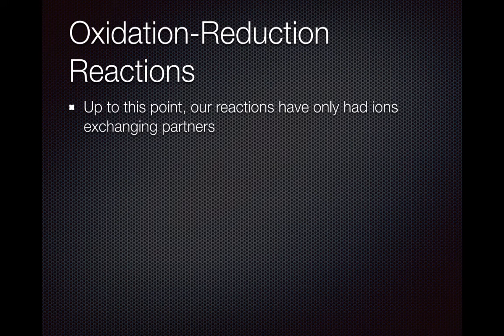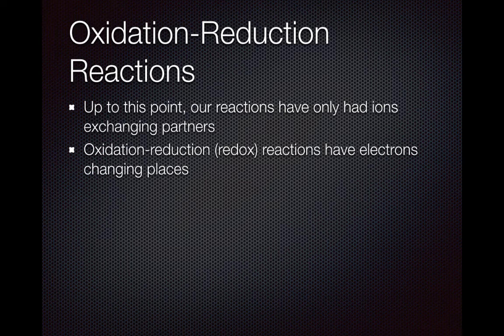Now, one of the more important types of reactions we do in solution is called an oxidation reduction reaction. If we go back for this chapter and look at all of the reactions that we've been doing, really all of our reactions have just had our ions exchanging partners, moving from one cation to the other, or one anion to the other. Oxidation reduction reactions, which are also sometimes called redox reactions, have more involved reactions going on, and they have electrons actually changing places from one element to another. And here's an example here.